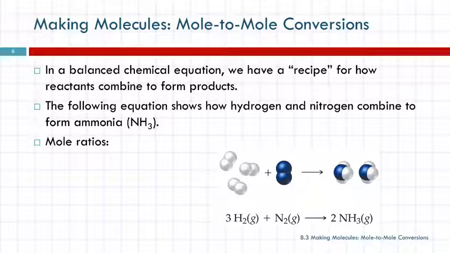Well, what if instead of making pancakes, we're making molecules? Not as tasty, but this is chemistry class. The balanced chemical equation is like the recipe for making this product. So here we have a recipe. 3 molecules of hydrogen will react with 1 molecule of nitrogen to form 2 molecules of ammonia.